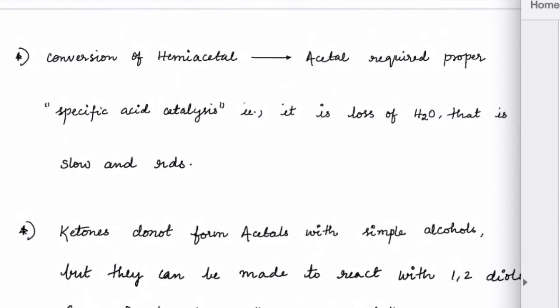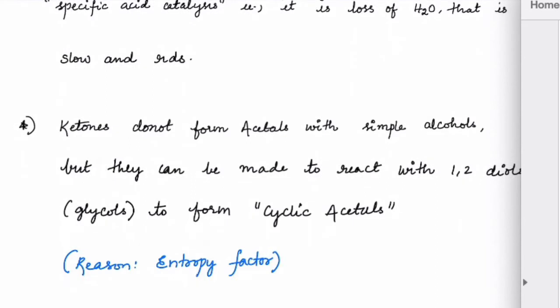See, when it comes to hemiacetal to acetal, definitely we require specific acid catalysis, got it? Because it has to lose that H2O. And if it has to lose that H2O, as I said, it is slow and that would be the RDS of the reaction. Now, ketones do not form acetals that easily. When it comes to ketones, it becomes difficult to form acetals here.